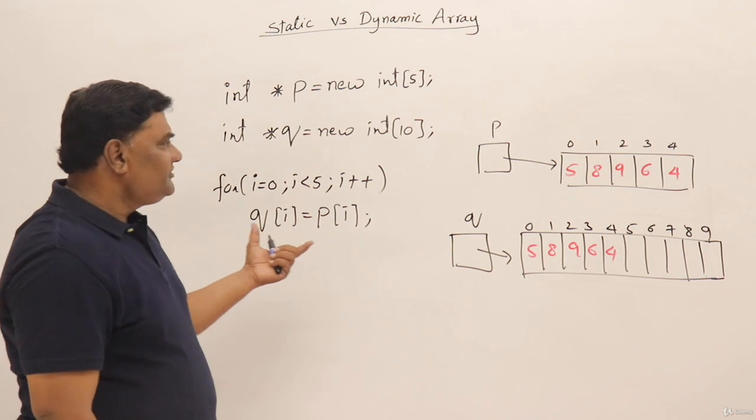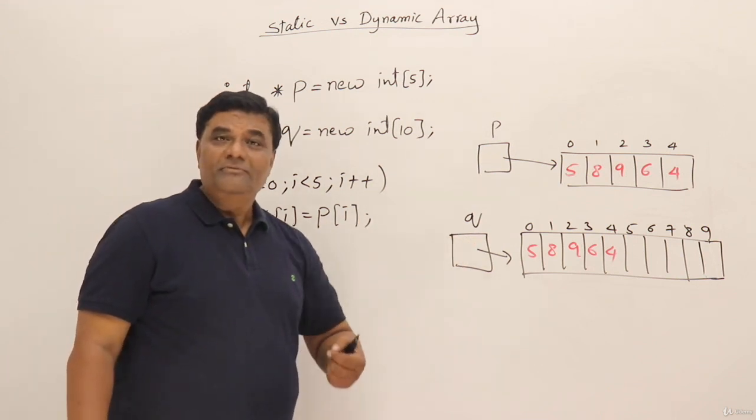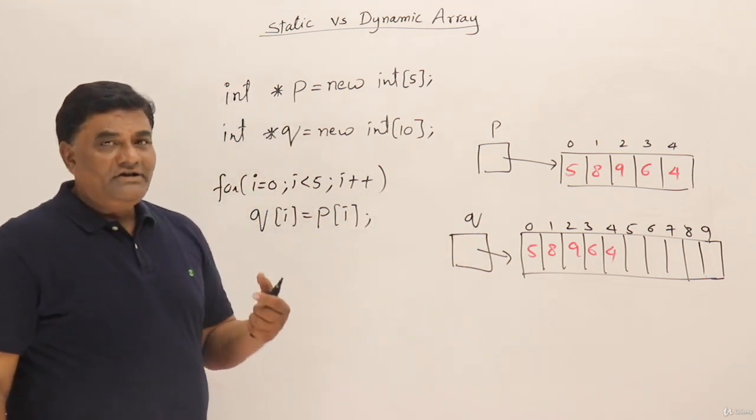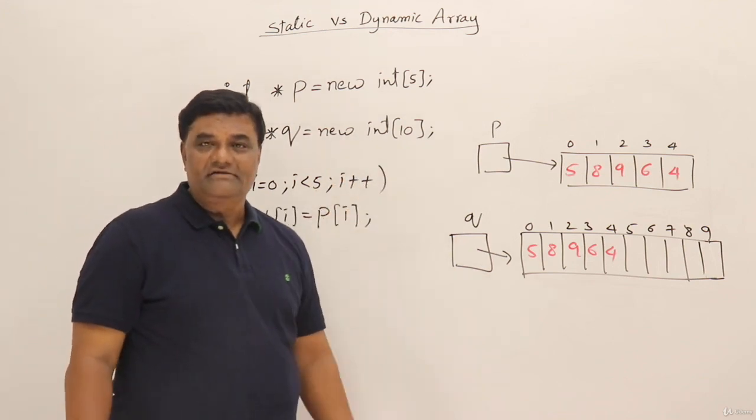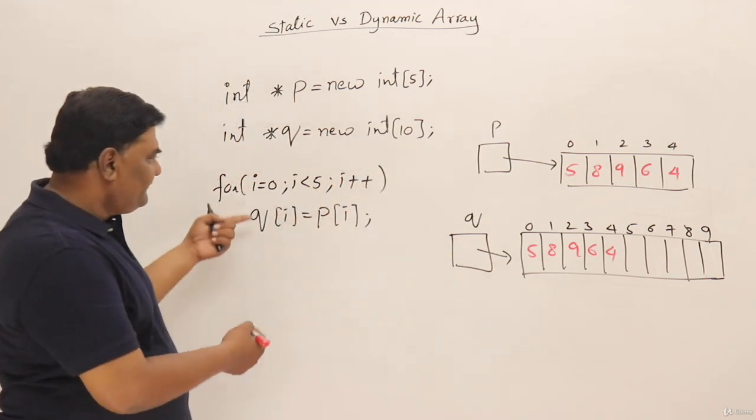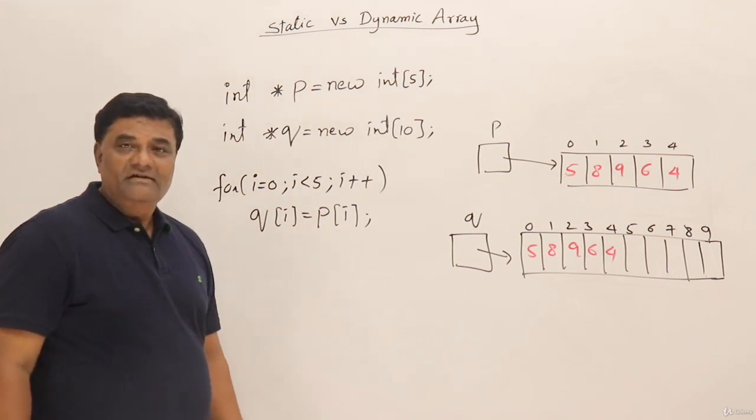And there is also a function in C language called memcpy, that is memory copy. You can use that and mention these two arrays, and those contents will be copied here. But I am showing it using a for loop.